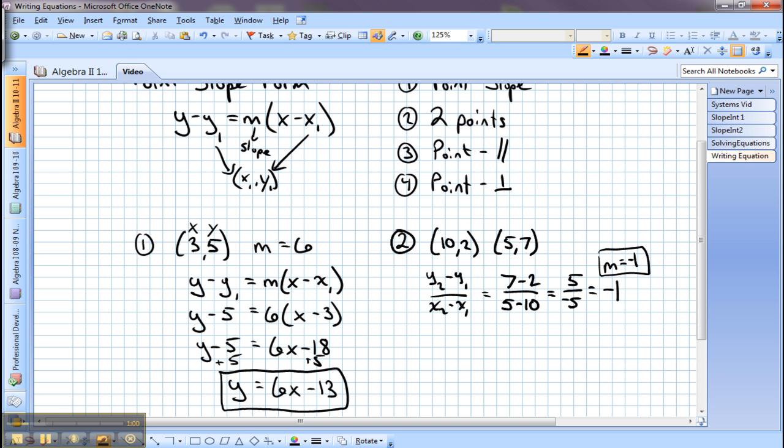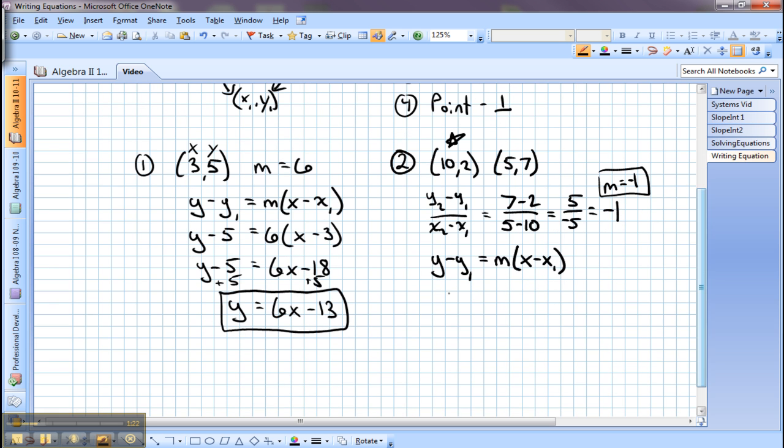Once we have our slope, we can take that slope with one of our ordered pairs and substitute them in the point-slope form. It does not matter which one you use, but for this example I'm going to use 10, 2. So we have point-slope form, which was y minus y1 equals m times the quantity x minus x1. And substituting in, we'd have y minus 2, because that was the y value from my ordered pair, equals, our slope was negative 1, and then x minus 10, because that was the x value from my ordered pair.